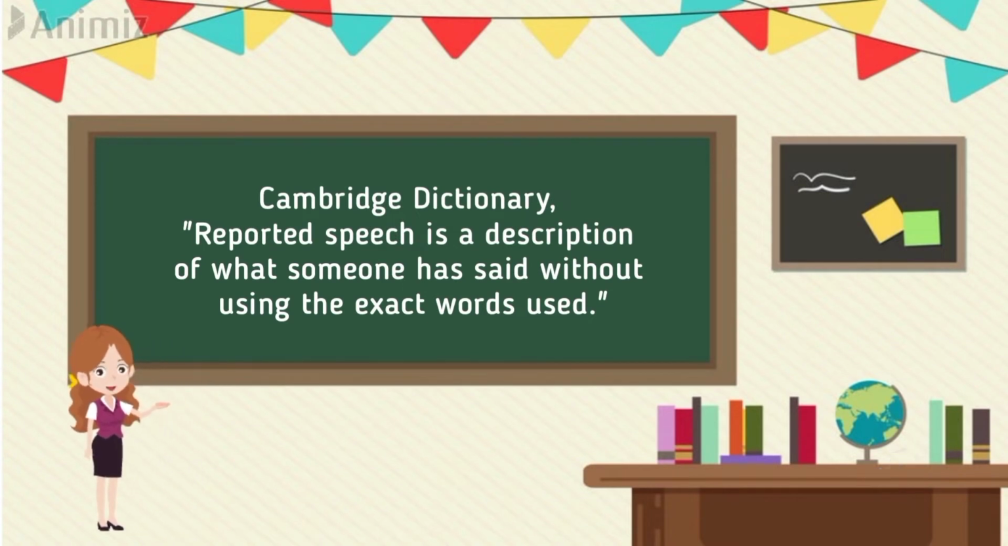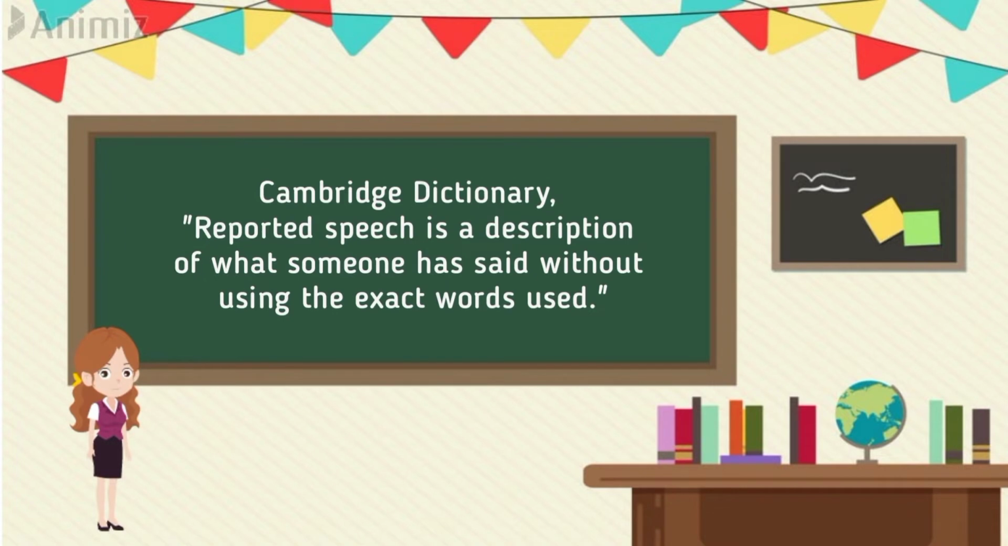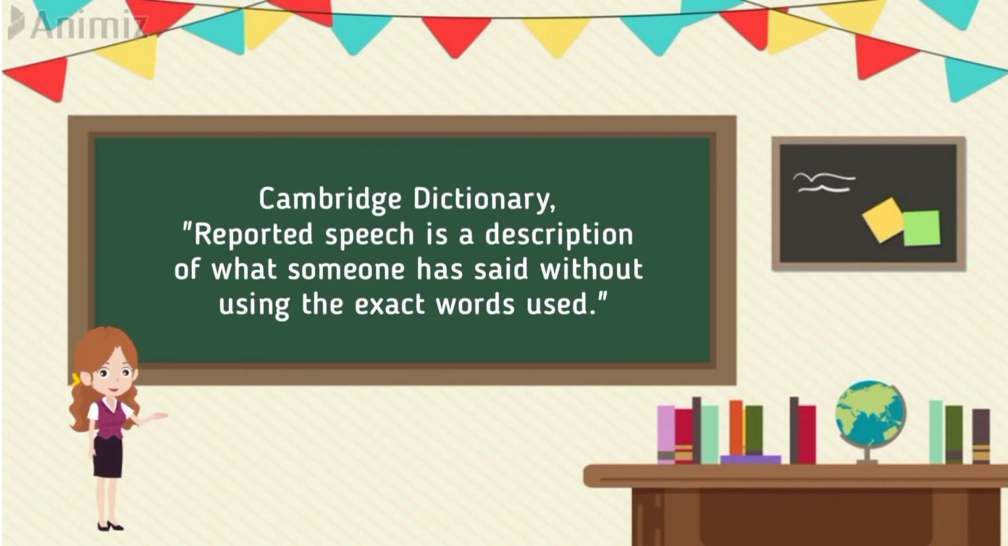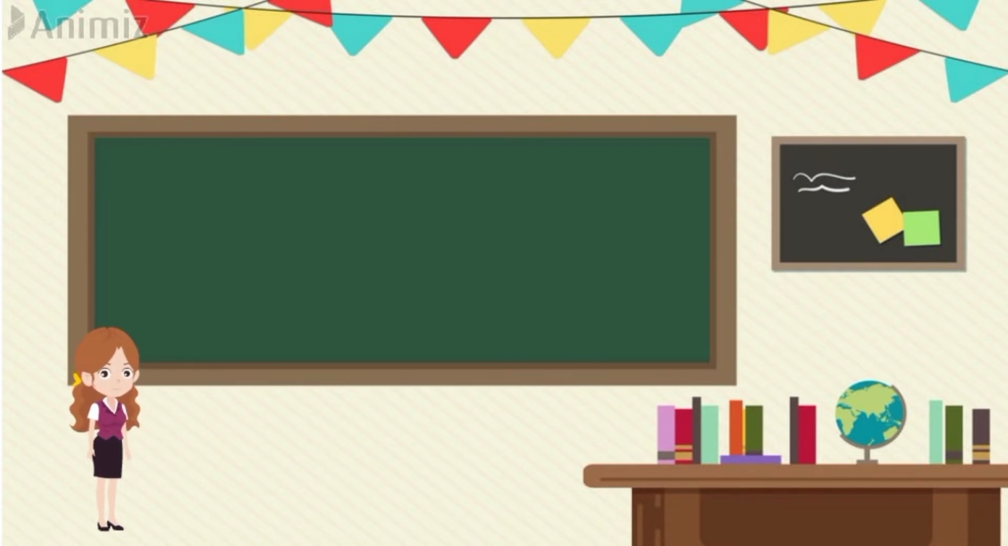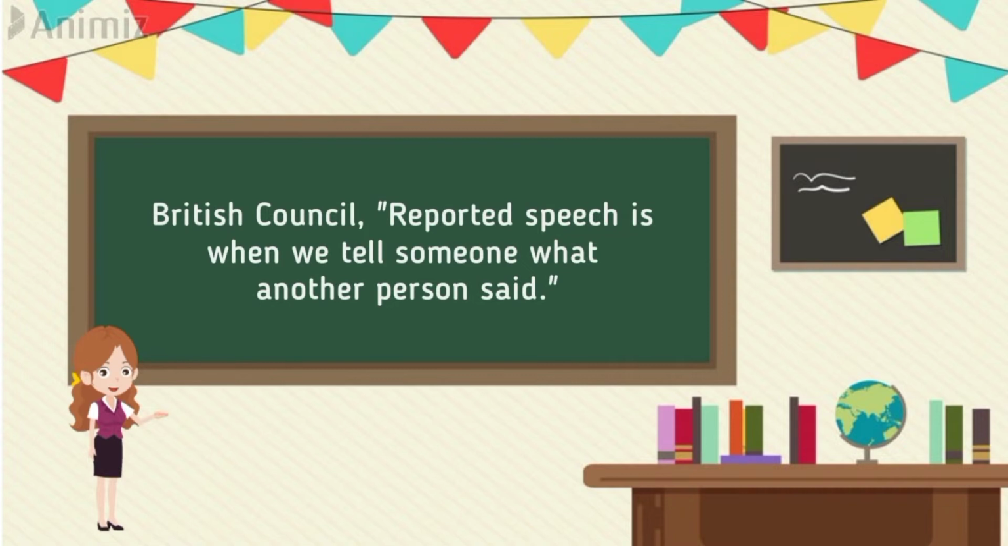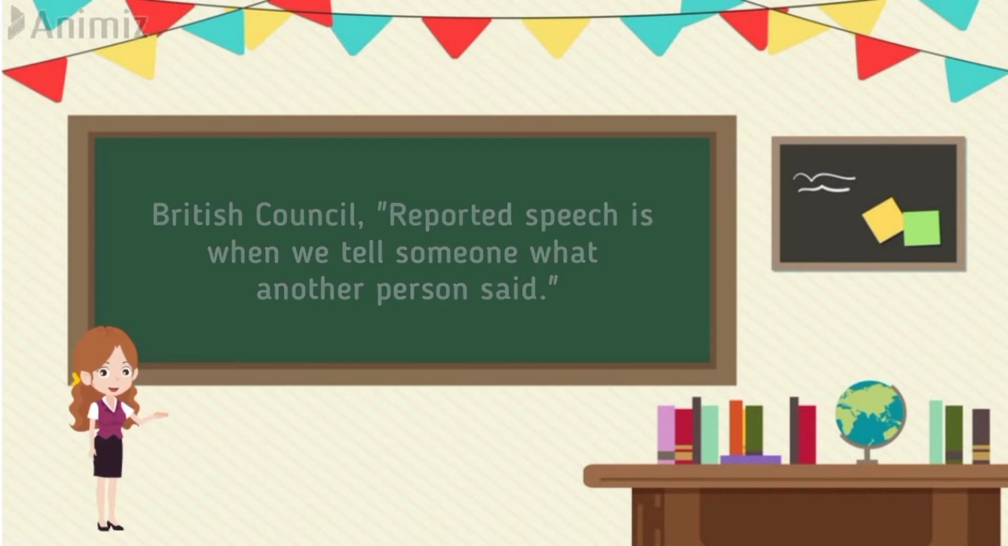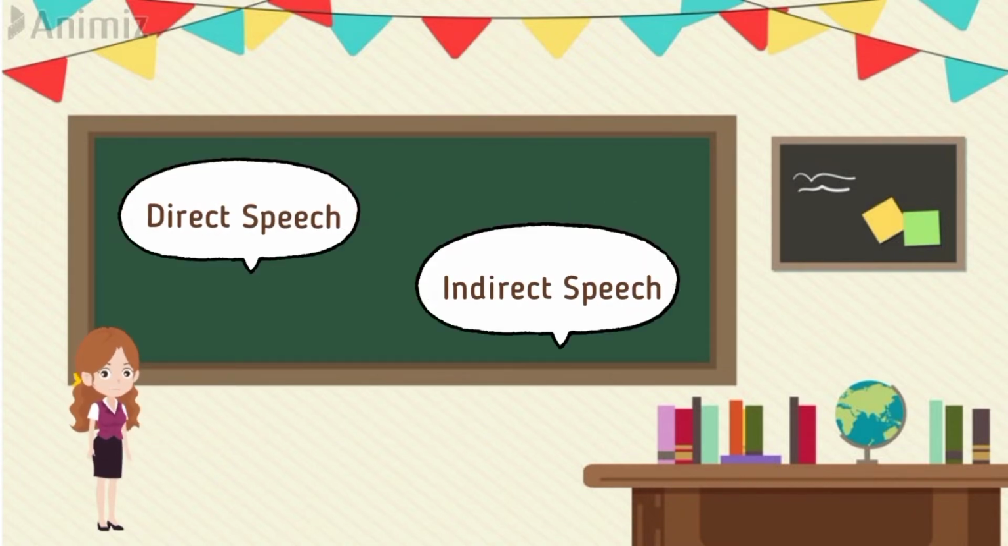According to Cambridge Dictionary, reported speech is a description of what someone has said without using the exact words used. As well as according to British Council, reported speech is when we tell someone what another person said. To do this, we can use direct speech or indirect speech.